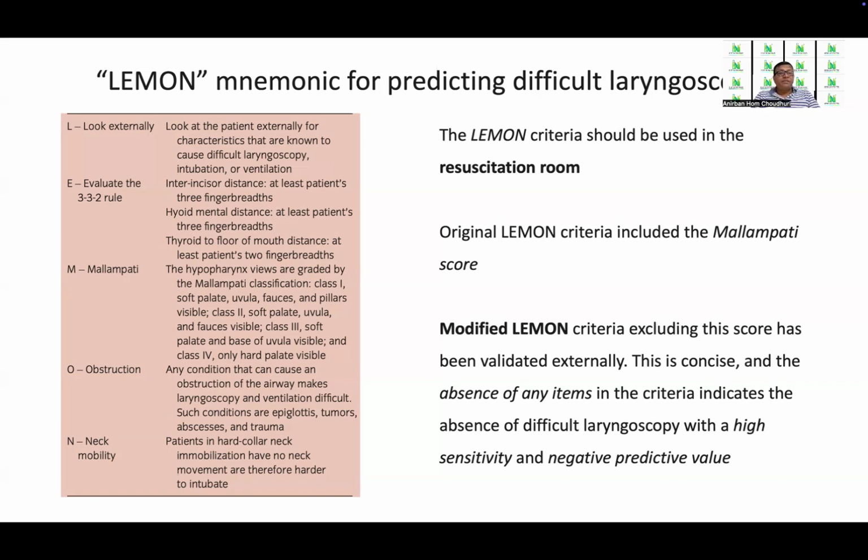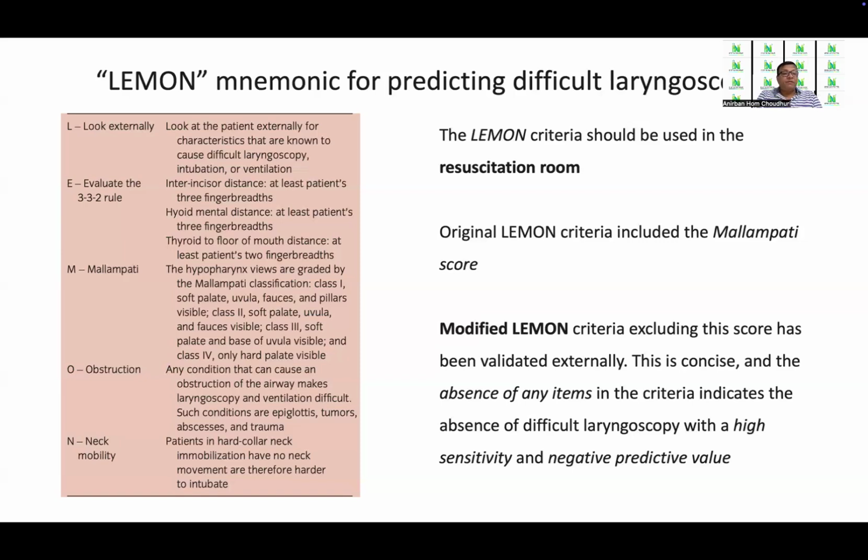The next alphabet is E, which means evaluate the 3-3-2 rule. The 3-3-2 rule has 3 ingredients. The first 3 is inter-incisor distance. It should be at least the patient's 3 finger breadths. One has to note that it is the patient's fingers and not the intubator's fingers. Hyoid mental distance should be at least the patient's 3 finger breadths. Here also 3. But the third segment, which is the thyroid to floor of mouth distance, should be at least the patient's 2 finger breadths. So that is why it is called the 3-3-2 rule.